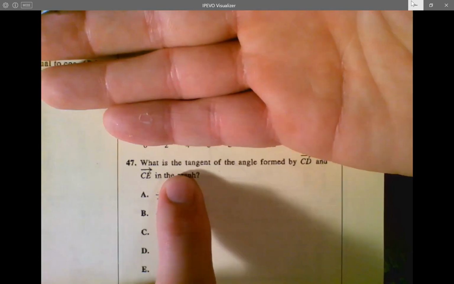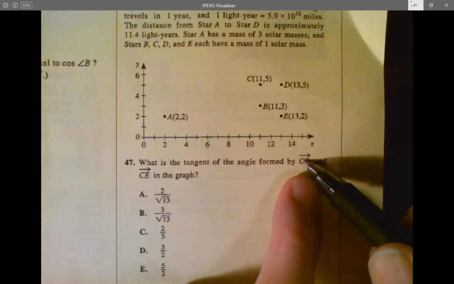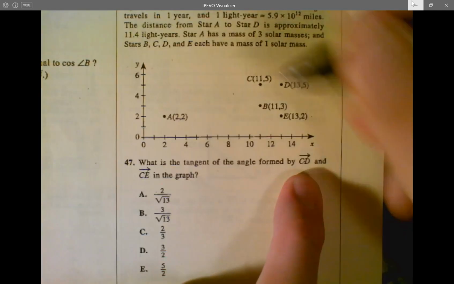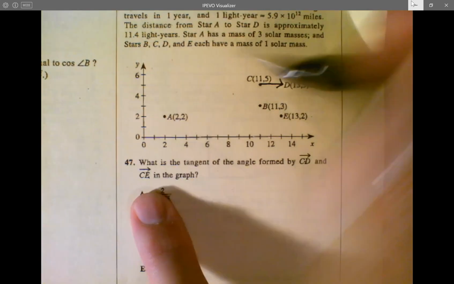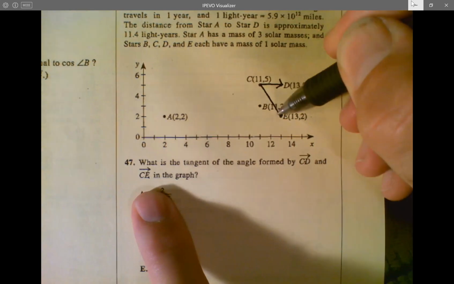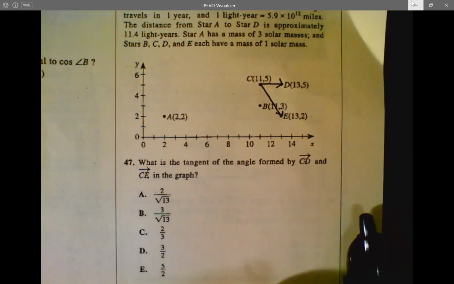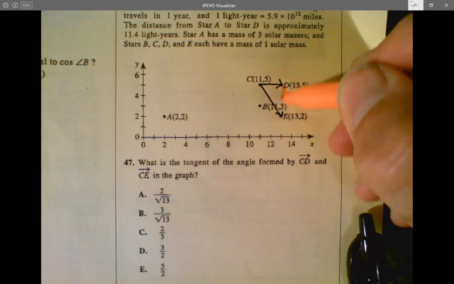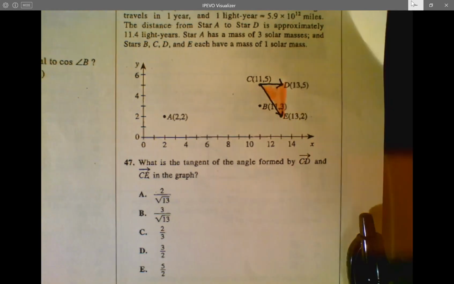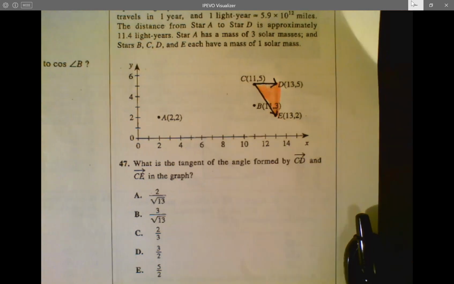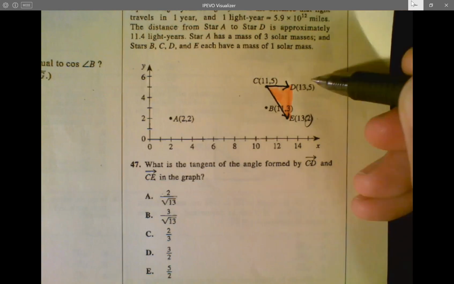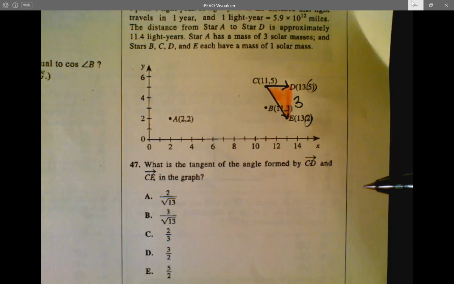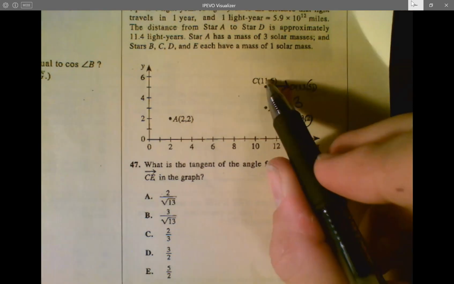It says, what is the tangent of the angle formed by ray CD? So I'm going to draw a ray CD and CE. Well, do you all see the right triangle there? And I'm like, well, how tall is this? That's the difference in the y values, right? This is 3. How long is this? That's the difference in the x values, which is 2.